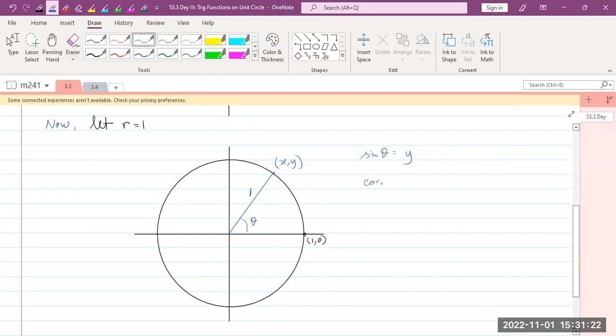Cosine theta is supposed to be x over r, but the r is 1, so it simplifies and becomes x. So if the radius is 1, cosine theta is basically x. Tangent theta is still y over x.